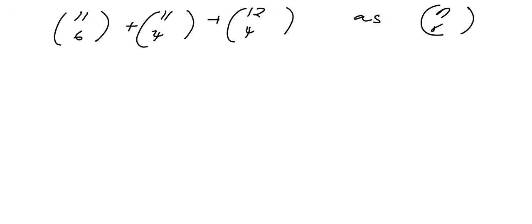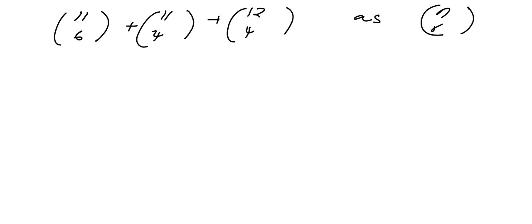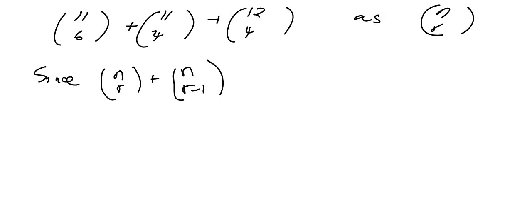The first rule is that there's a rule that says n choose r plus n choose r minus 1 is the same as n plus 1 choose r. So if the numbers on top are the same and the numbers at the bottom differ by 1, it's the same as increasing the number on top by 1, then choosing the bigger one between the two expressions given.